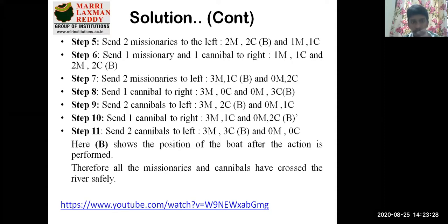In step seven, again, we are moving two missionaries to the left. So that's the reason I asked you all to take a pen and paper so that you can understand the scenario by noting down. At the end, we'll get a solution like all six of them will be moved on to the left side of the river. So this is the step-by-step procedure that we'll follow.